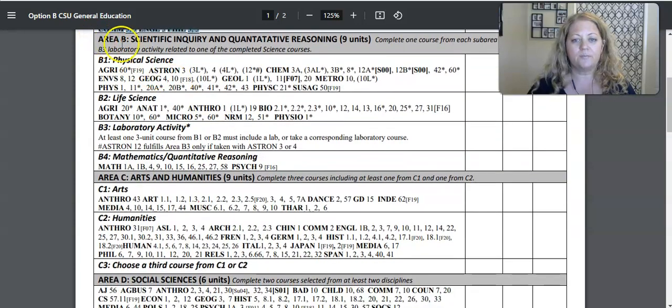Next is your Area B, your scientific inquiry and quantitative reasoning, also 9 units. You need 1 physical science and 1 life science, and one of those needs a lab. All right, so the lab activities are indicated with an asterisk, like you see here in Ag 60. What that means is the lab is a part of the class. Okay, you don't enroll in another class. You just enroll in Ag 60. It's the lecture and the lab combined.